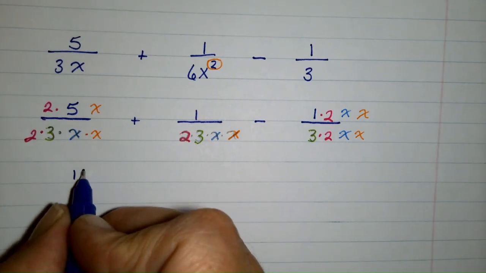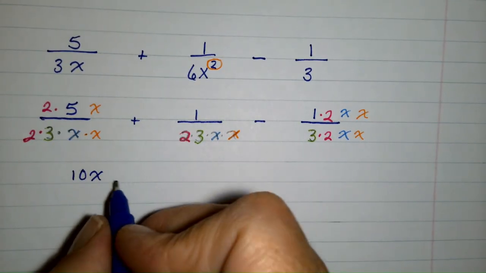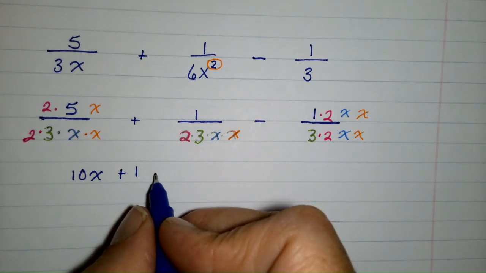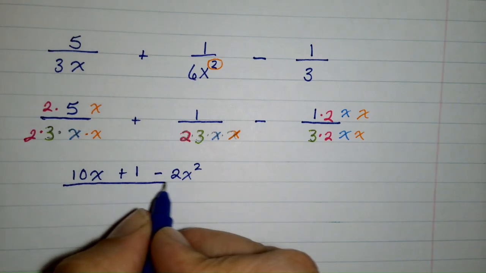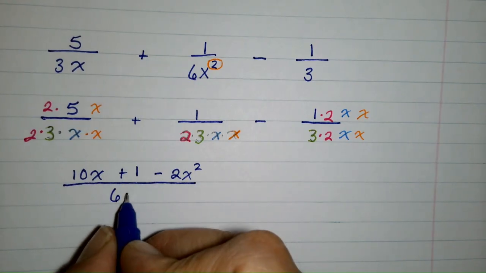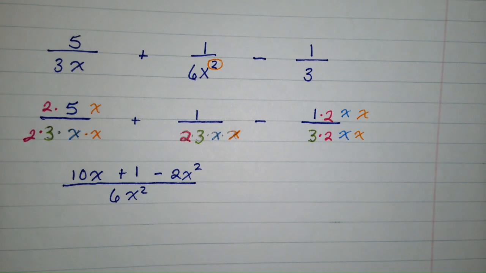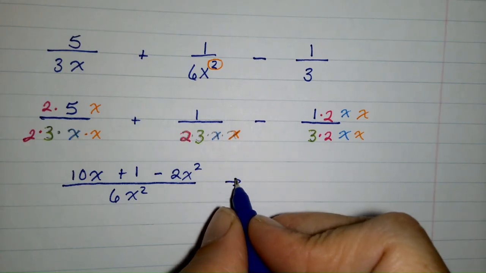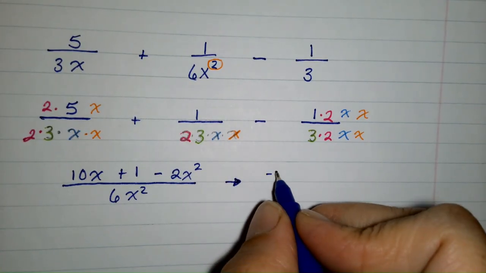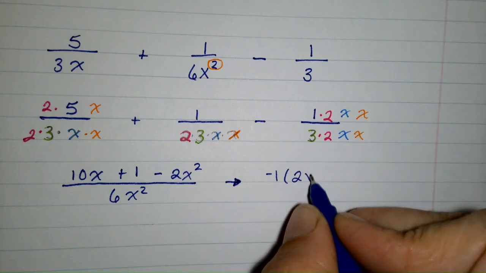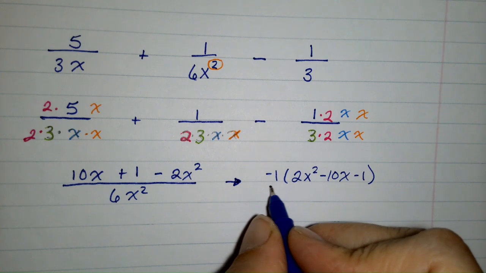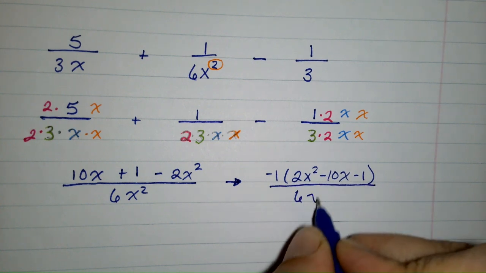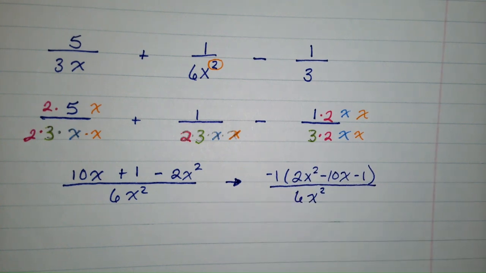So our first one is 10x. Our second one is just 1. And our third one is 2x squared. And our common denominator is 6x squared. So when I do that, I'm going to write negative 1 just in case, times 2x squared minus 10x minus 1. I like having a positive lead coefficient, so I like factoring out the negative 1.